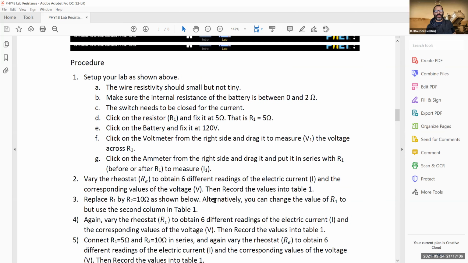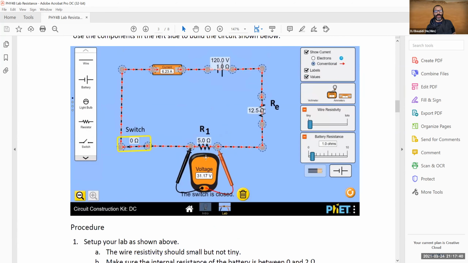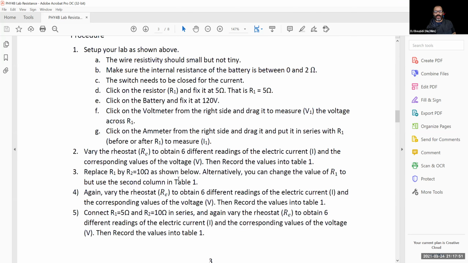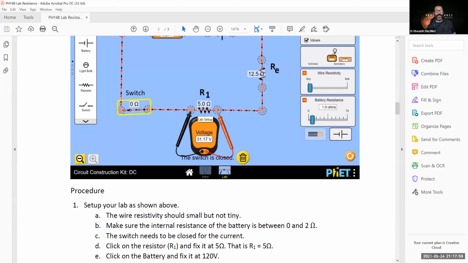So we need to change that, because if we change it, the voltage will change. The current also will change. So at the end, we're going to plot V against I. So we're going to plot that, and it should be a line, and the slope should be 5 ohms. Now that's basically what this whole thing is about. Next, replace R1 by another 10 ohms. So basically you can throw this one or just change the value to 10 ohms.